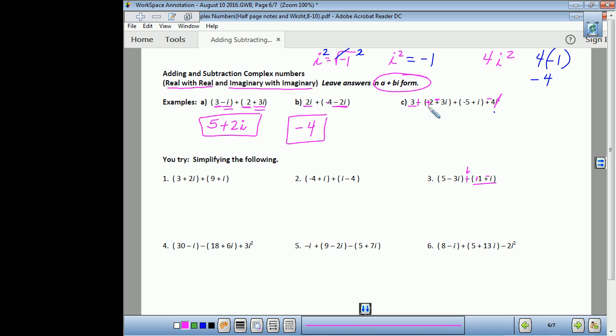Okay, so 3 plus 2 is 5, plus -5 is 0, minus 4 is -4. And now let's deal with the imaginary parts. We have a -3i and a +i, so that's -2i. And there's my solution. Okay, if you're watching this for the first time, you can hit pause right now. And when you're ready, press play, and you'll see the answers to the 6 I want you to try.